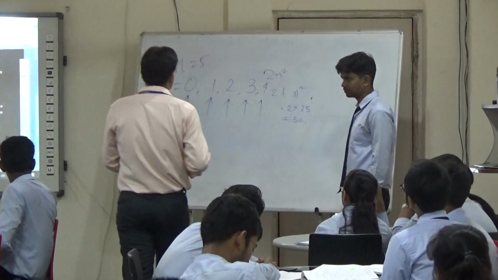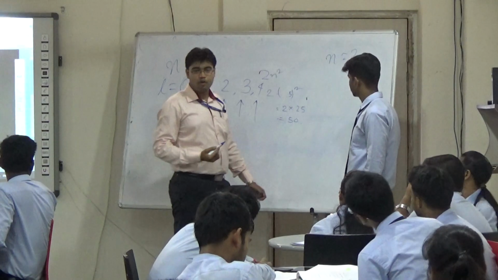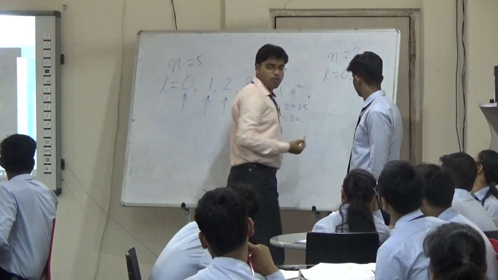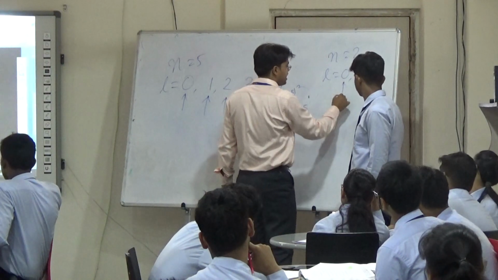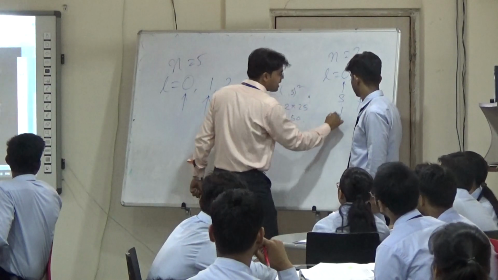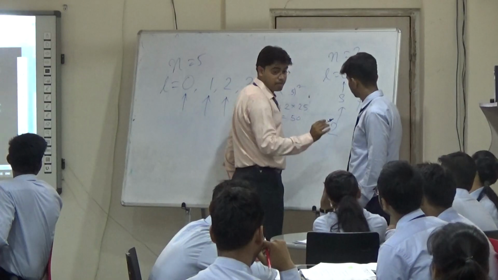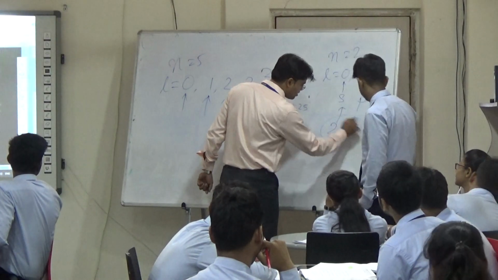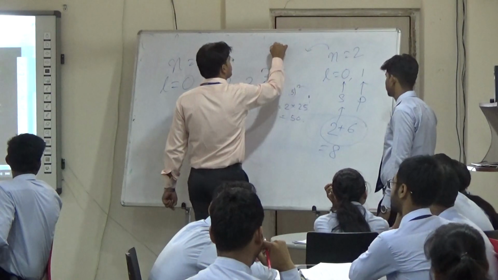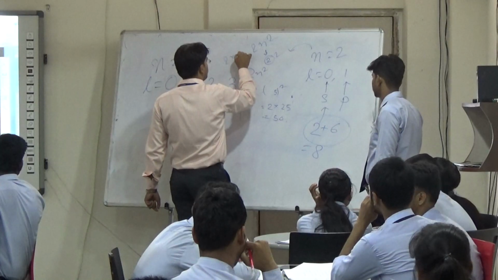But is it possible to explain if n equal to 2? Now l equal to 0, 1. 0 means s, 1 means p. In s, how many electrons? 2. In p, maximum 6. So 6 plus 2 is 8. And your rule, that is 2n squared. n equal to 2, so 2 into 4.